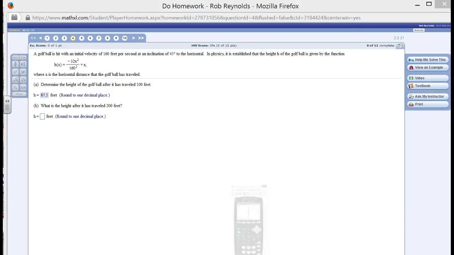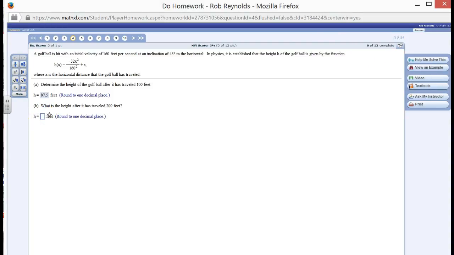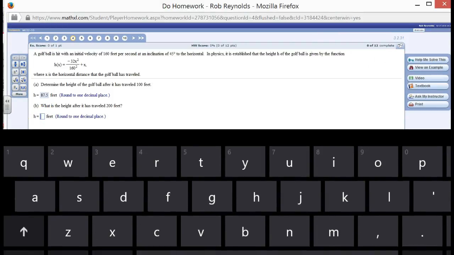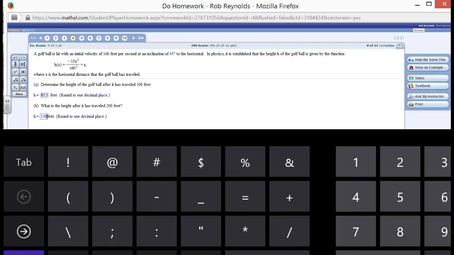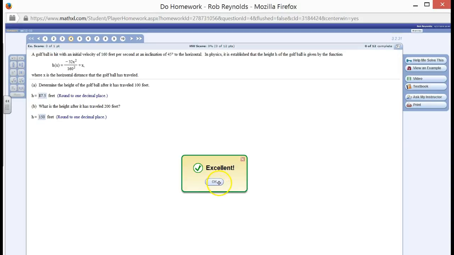The next question is, what is the height of the ball after it's traveled 200 feet? So I can hit trace 200 and try 150. And this also looks pretty good.